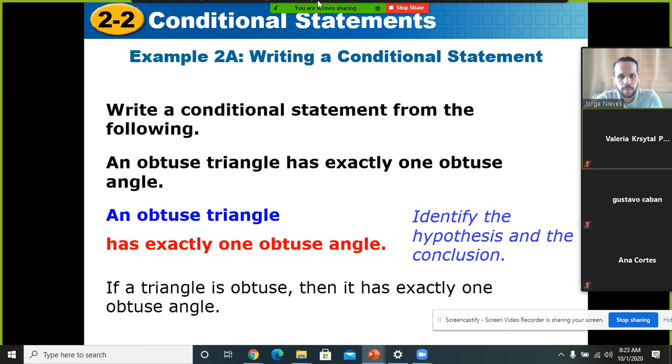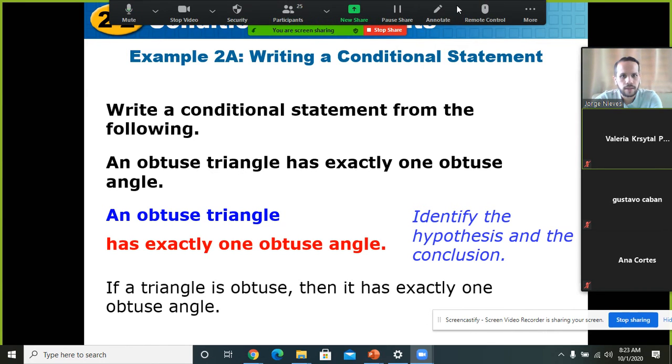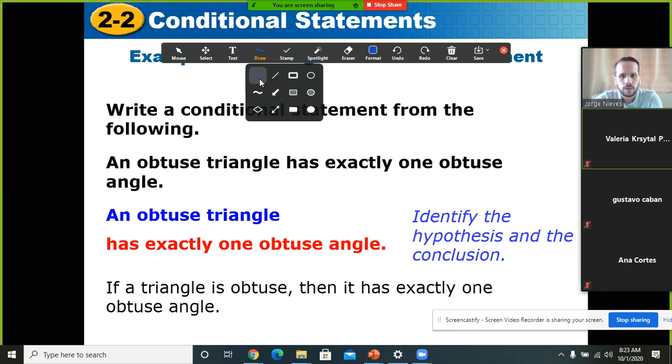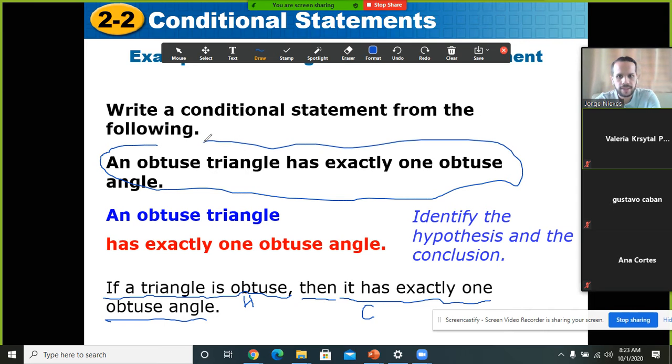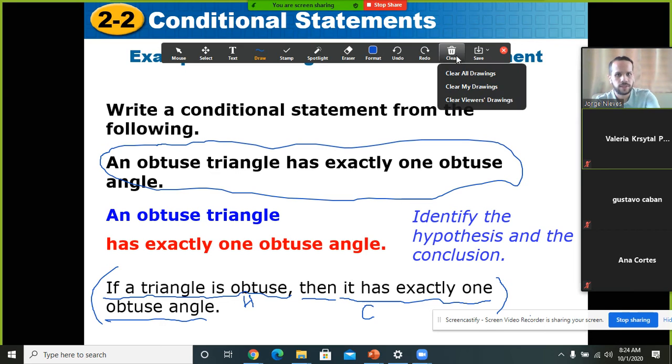So we can identify very clearly here that by writing a conditional statement, the then identifies the conclusion. And the first part of the sentence in this case is the hypothesis. By reading this sentence, we made this statement a conditional statement. Any questions about this? We have to be very careful where to use if and then. Let's continue.